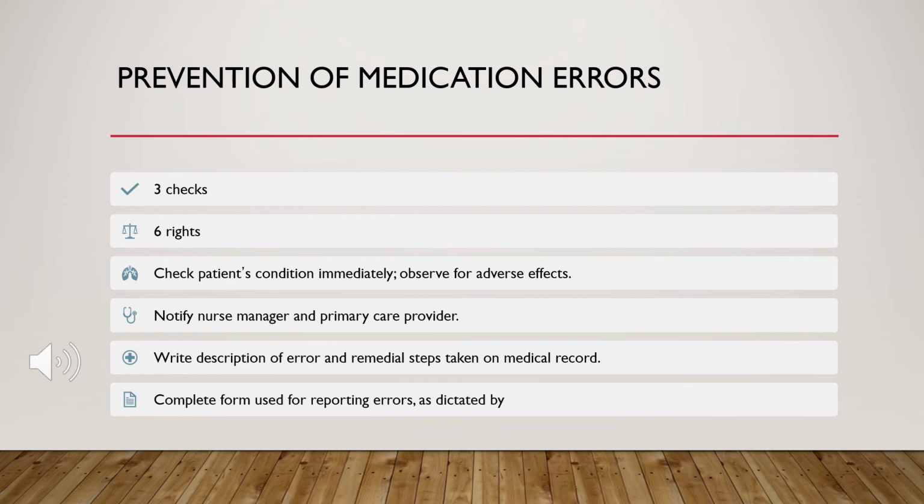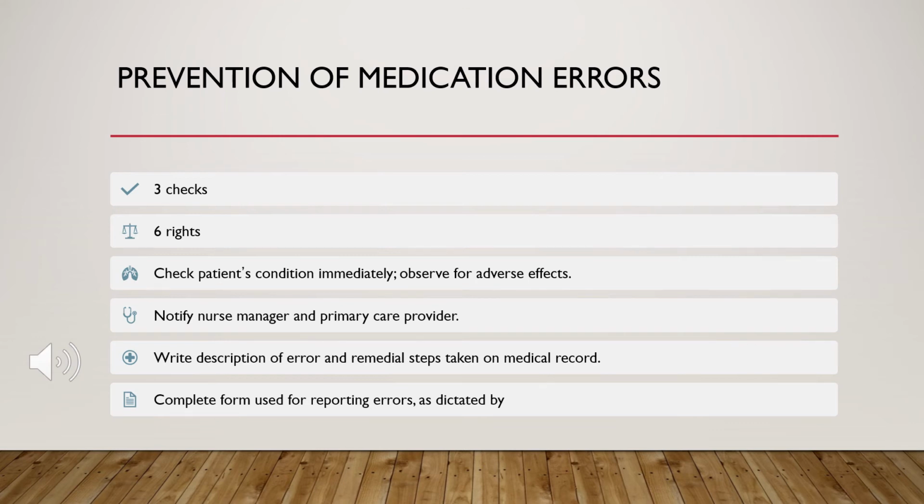If a medication error does take place, there are steps and processes that need to occur. Whenever you give a medication, you're going to be assessing the patient's condition prior and evaluating afterwards to see if it has changed. If there is a medication error, you will be observing the patient's condition very strictly and very immediately. You'll be wanting to see if they have any adverse reactions. Your nurse manager and the primary care provider need to be notified immediately.